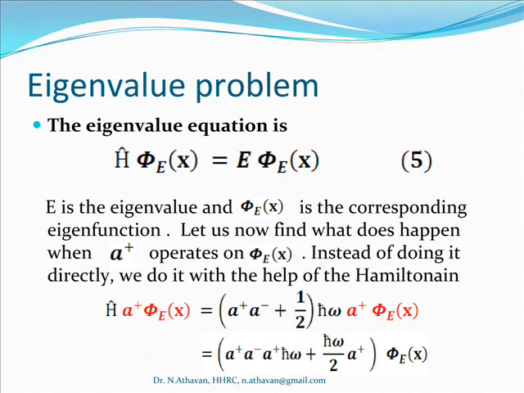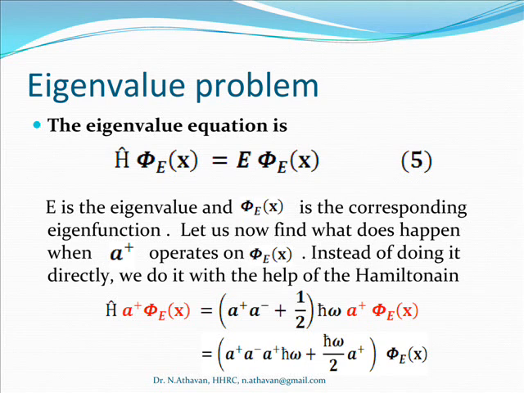For that, we write the eigenvalue equation as H phi of E is equal to E phi of E, where E is the eigenvalue and phi of E is the corresponding eigenfunction. Let us now find what happens when the operator a plus operates on the eigenfunction phi E.